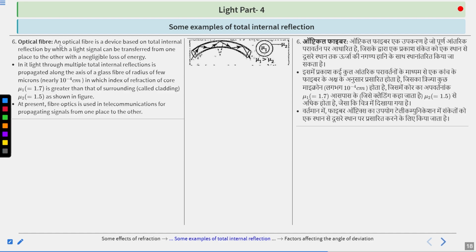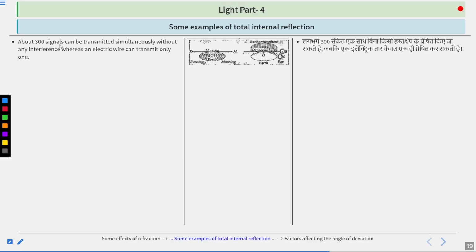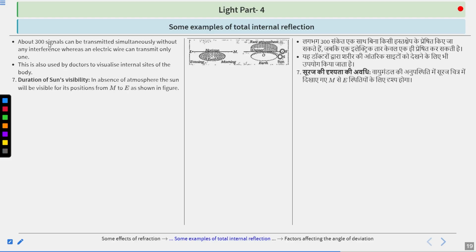At present, fiber optics is used in telecommunications for propagating signals from one place to another with negligible loss of energy. About 300 signals can be transmitted simultaneously without any interference, whereas an electric wire can transmit only one. This is also used by doctors to visualize the internal sides of the body.